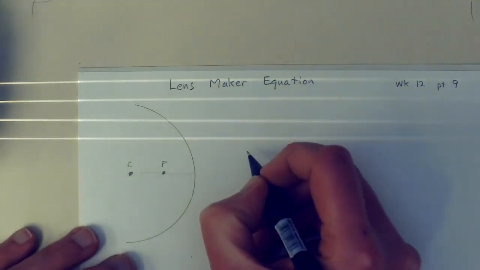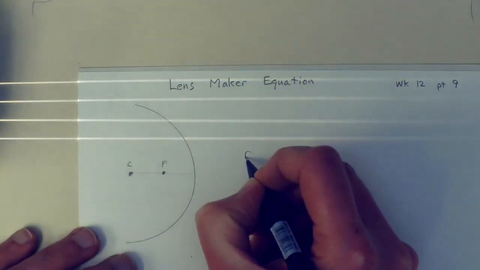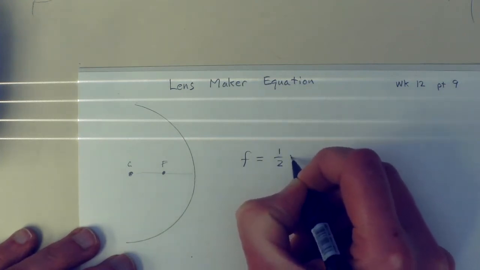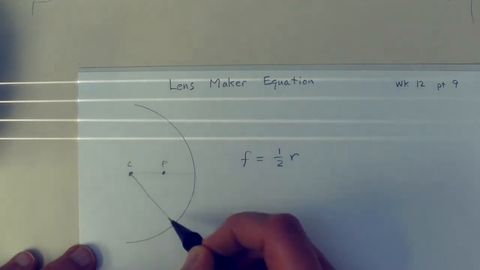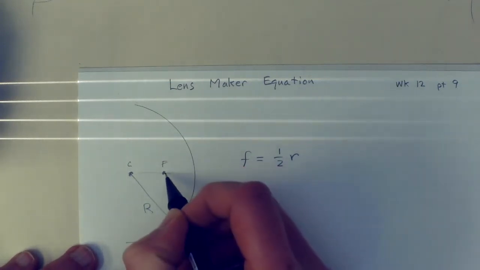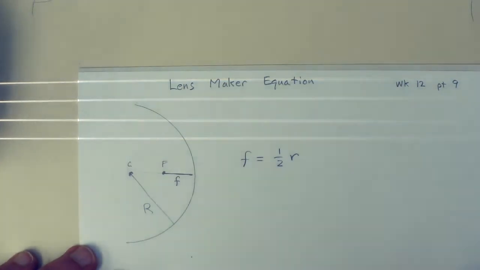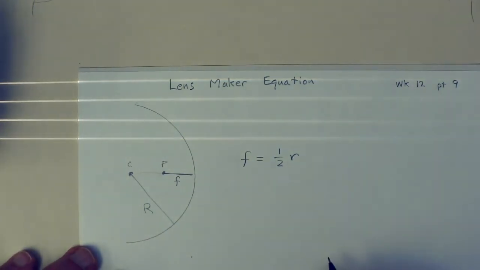We learned that the focal length for a mirror is just 1/2 of the radius. So if this is the radius, and this is the focal length right here, the focal length is just 1/2 of the radius for a mirror. So that's all you need to know. If you know the radius, you can immediately figure out the focal length and vice versa.